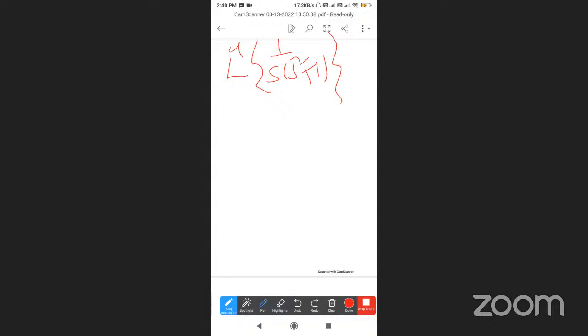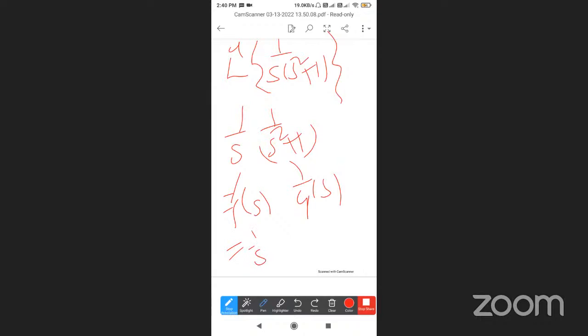First we know that here, 1 by s into 1 by s square plus 1, there are two terms. One is f bar of s and the other is g bar of s. f bar of s is equal to 1 by s, and g bar of s is equal to 1 by s square plus 1.